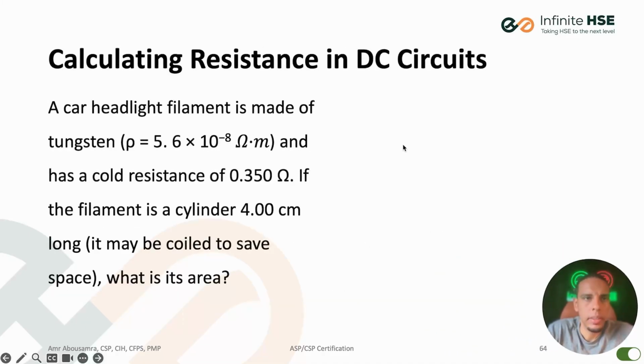Now let's take a look at this question. Calculating resistance in DC circuits, meaning we will calculate resistance in direct current circuits. So the question gives you a symbol that we're not supposed to know, which is equal to 5.6 times 10 to the power of negative 8 ohm meters. Now this specific number represents the resistivity. Consider a cylinder with a length of 4 centimeters.